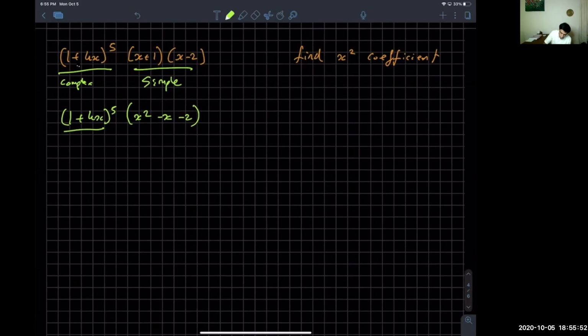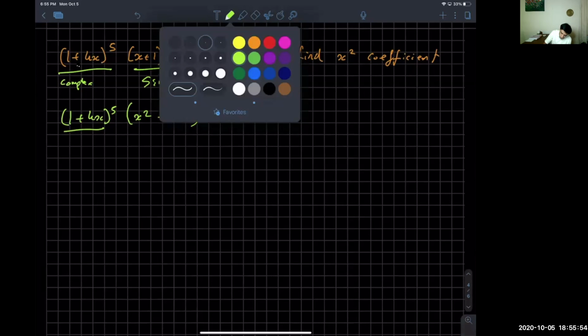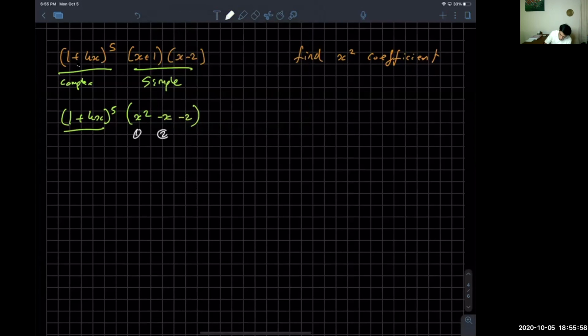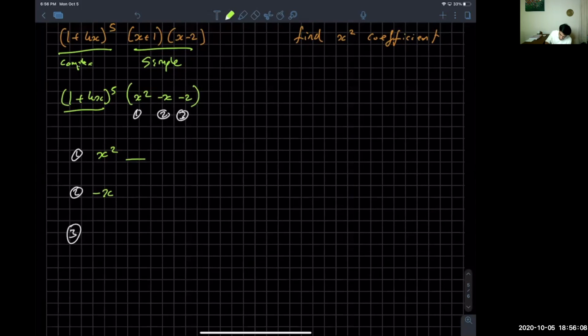There are three scenarios. Scenario 1, 2, and 3. In scenario 1, you're multiplying x squared by something. Scenario 2, multiplying negative x by something. And scenario 3, multiplying negative 2 by something. So what are you multiplying it by?